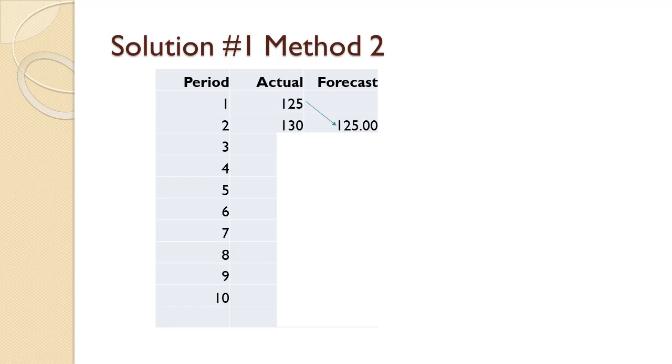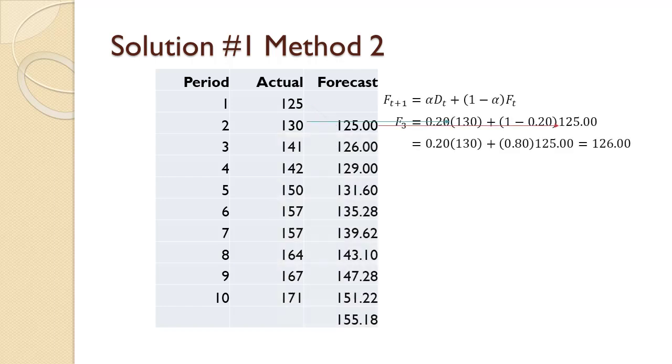Just like before, Method 2 begins with making the forecast in period 2 equal to the demand in period 1, or 125 in this case. For period 3, F3 equals the alpha value of 0.20 times the demand last period of 130, plus 1 minus alpha, or 1 minus 0.20 equals 0.80, times the forecast from last period of 125.00. This equals 126.00. Note that since 1 minus alpha will remain 0.80, we will not recalculate it each time.